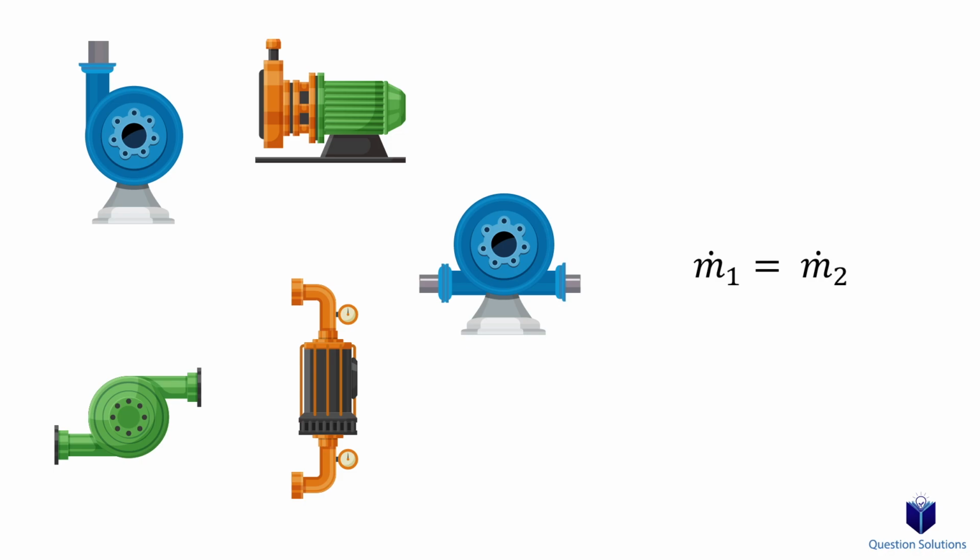In single stream systems, we can use this equation to find unknowns when it comes to steady flow systems. Usually, subscript 1 is used for inlet and 2 for outlet. We can further expand this equation like this to compare density, velocity, and area.